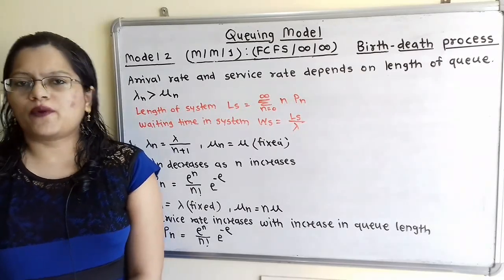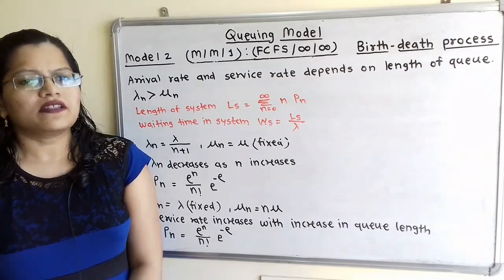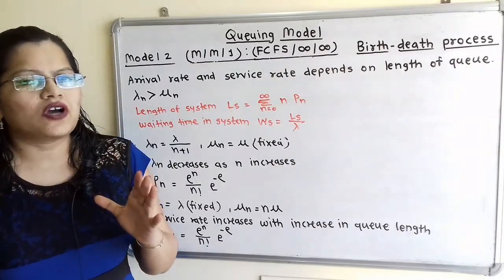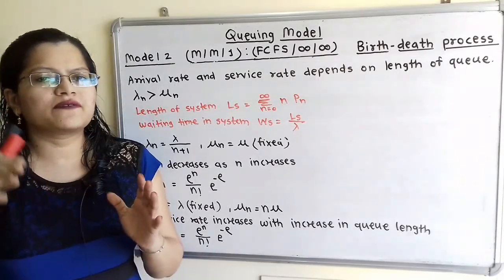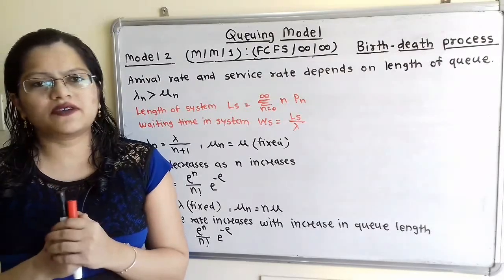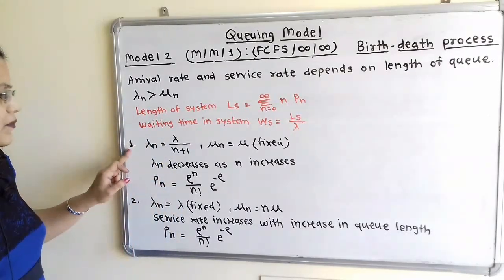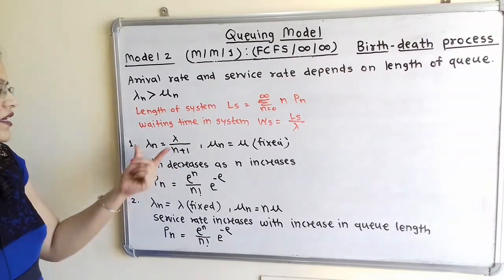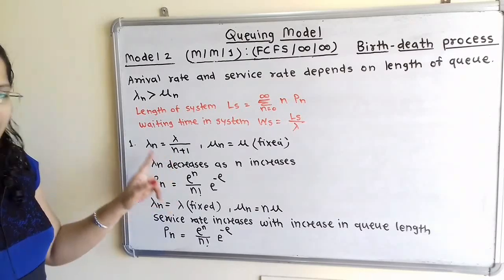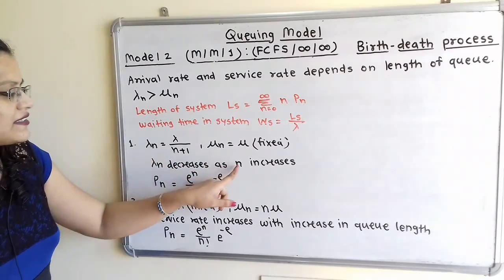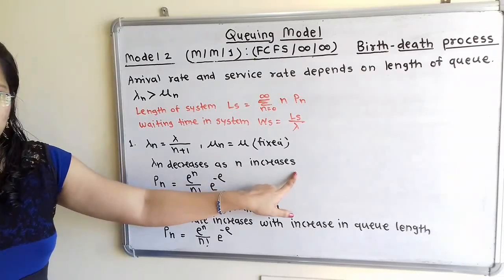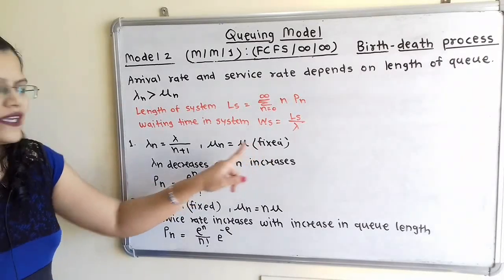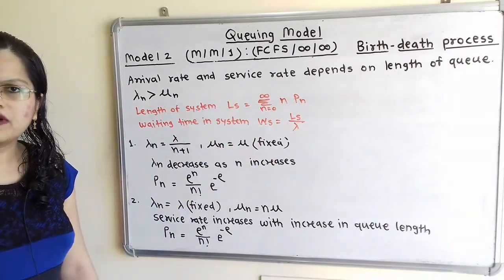Now we will move to the important formulae. Here there are two cases. In the first case, the arrival rate depends on the number of customers and the service rate is fixed. So in case 1, lambda n is equal to lambda divided by n plus 1. Here lambda n, the arrival rate, decreases as the number of customers n increases. And service rate mu n is equal to mu, that is fixed, so it is independent of the number of customers.